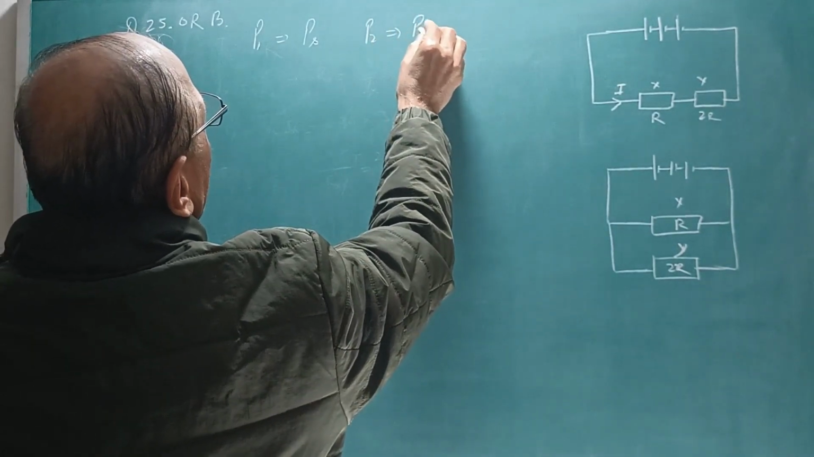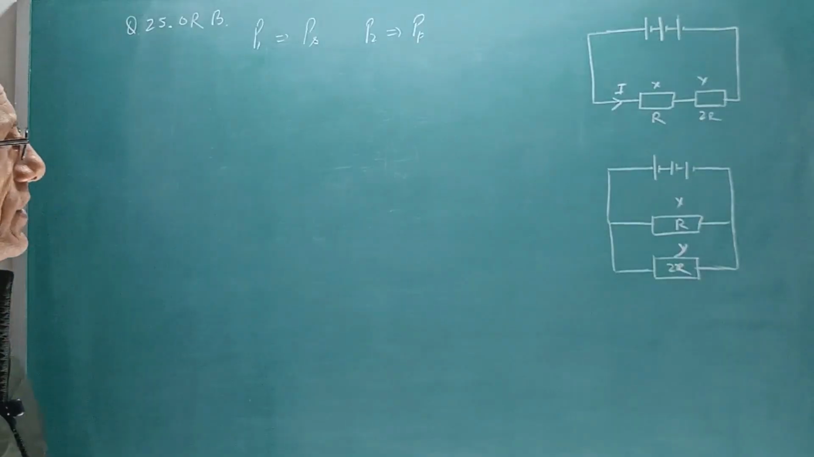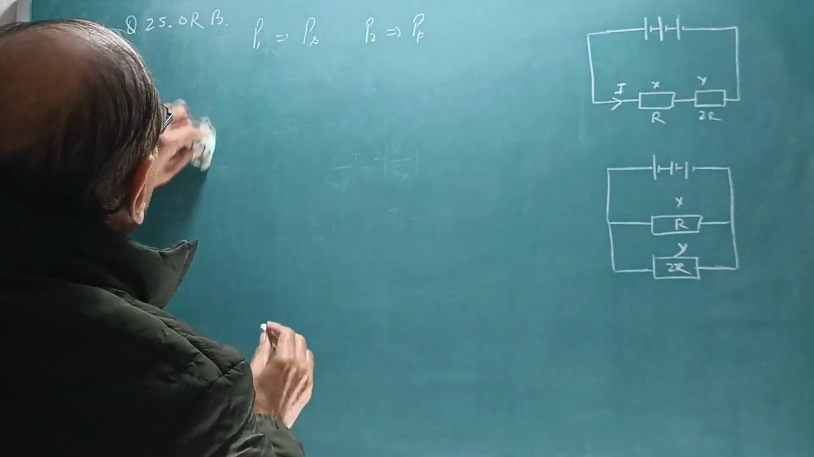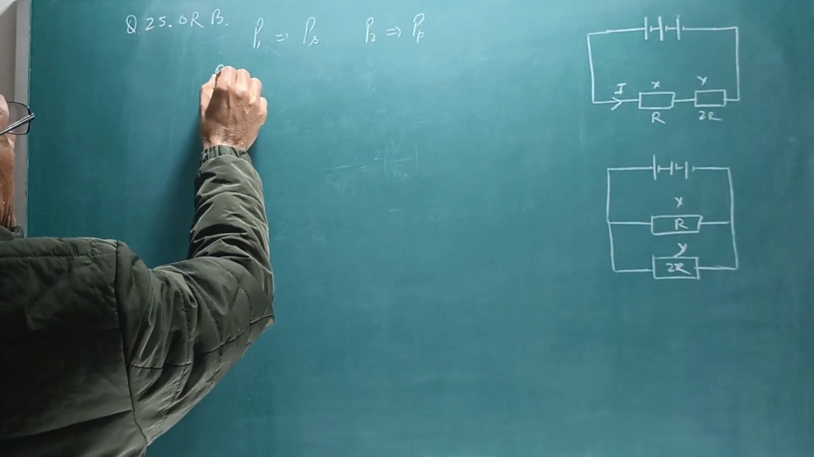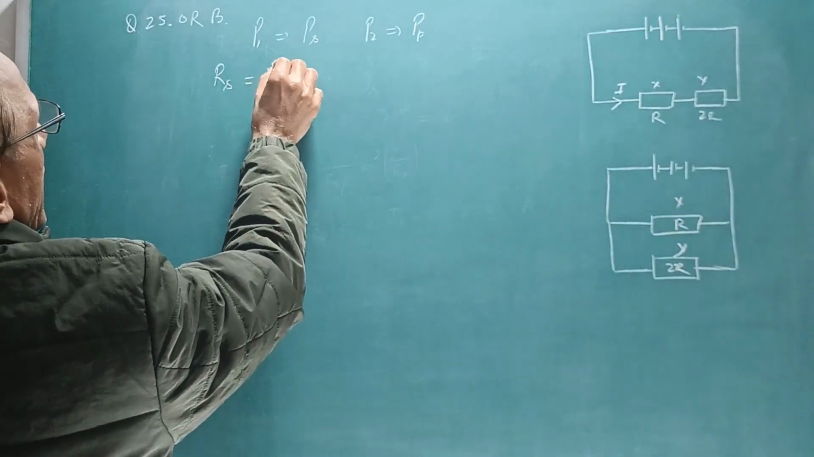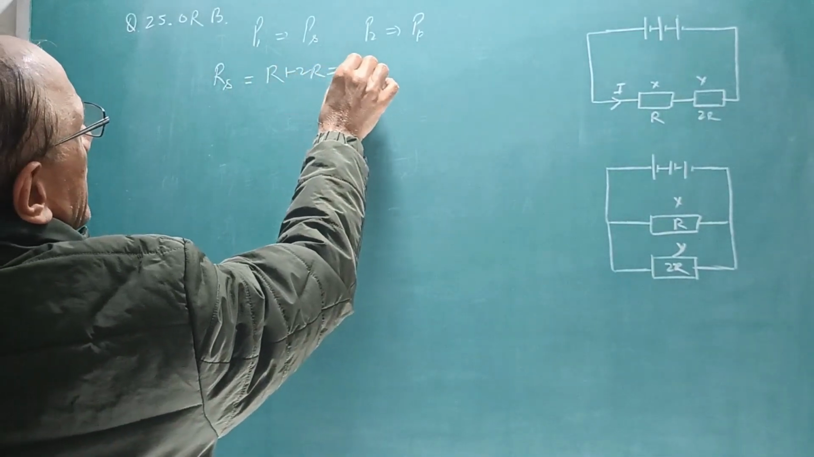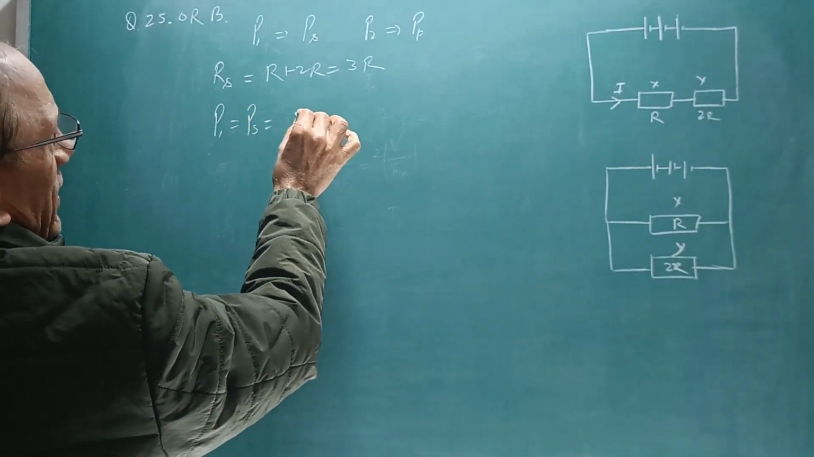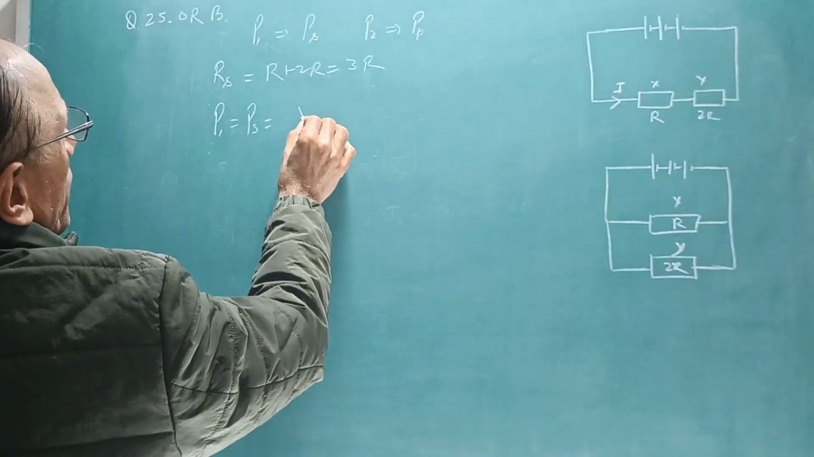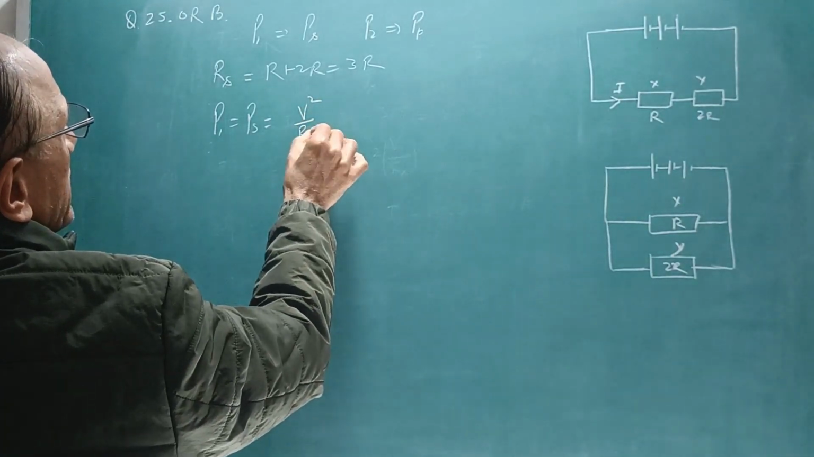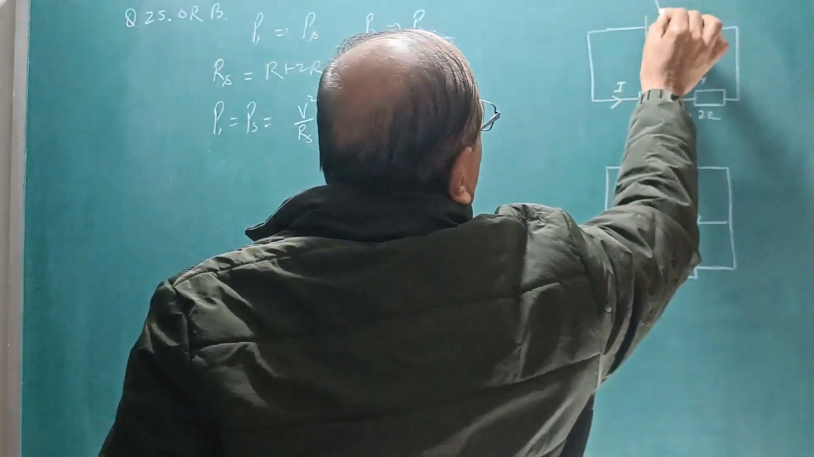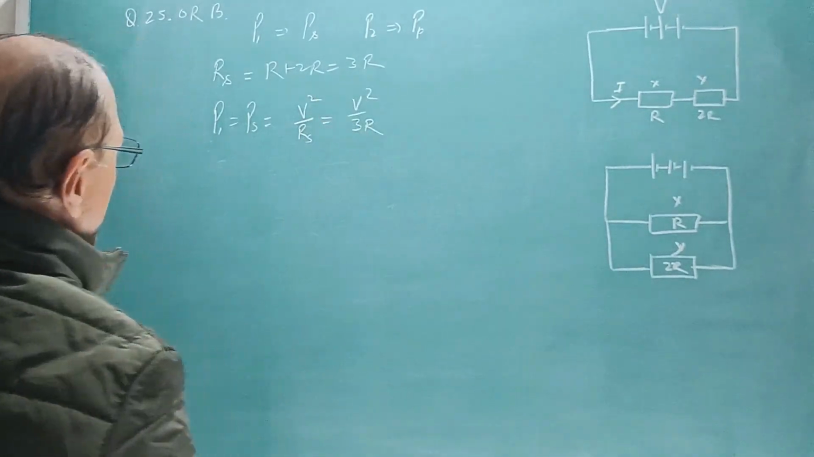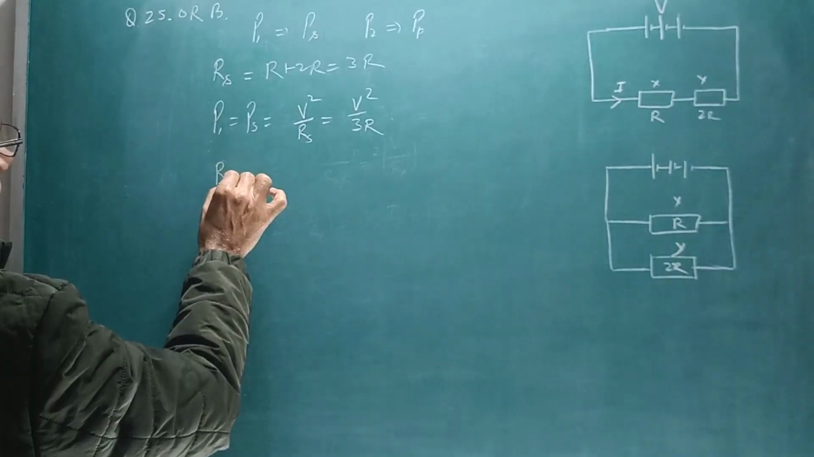Then the power dissipated is P2. P2 is when they are parallel. So in case of P1, when connected in series, R series will be equal to R plus 2R, that is 3R. So P1, that is P series, will be equal to V square by R series. That is, if suppose this is the V, so this is V square upon 3R.